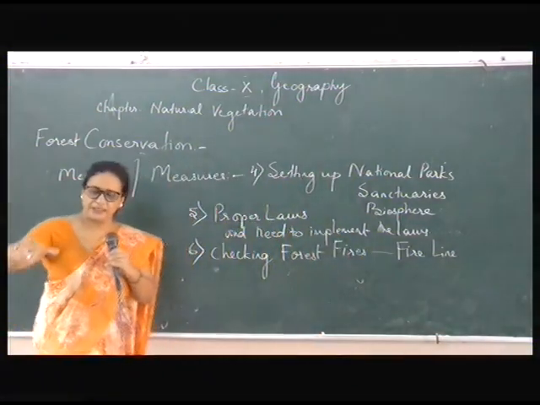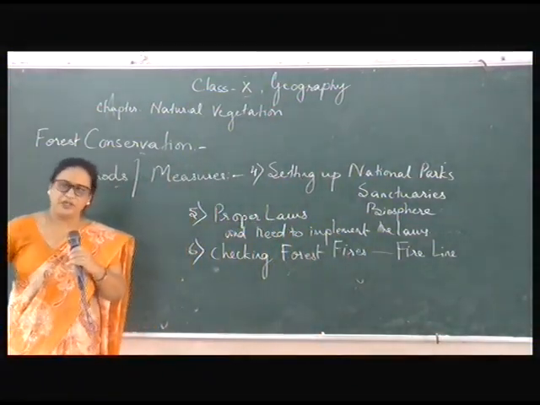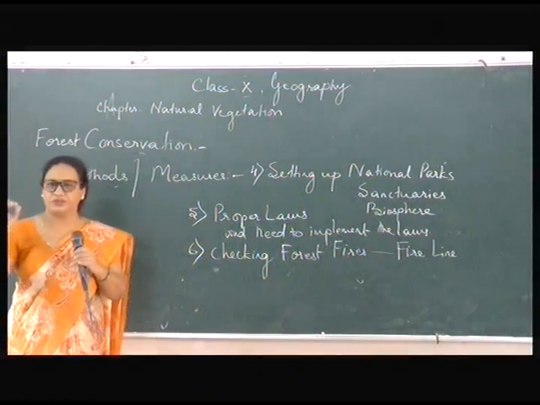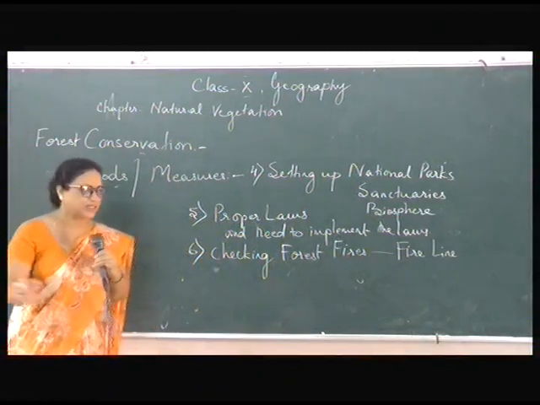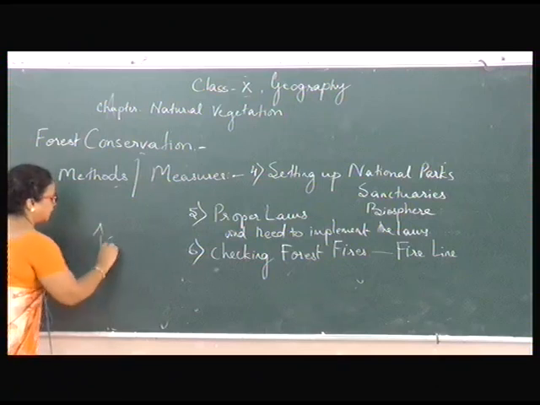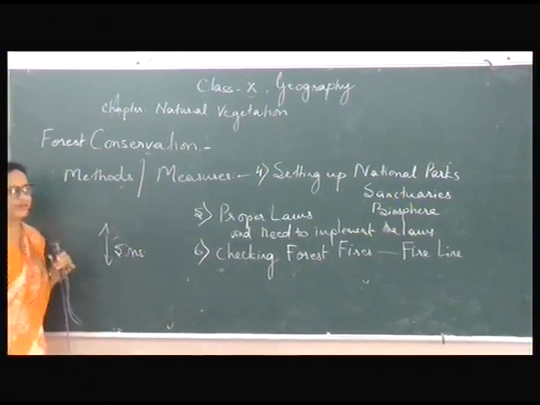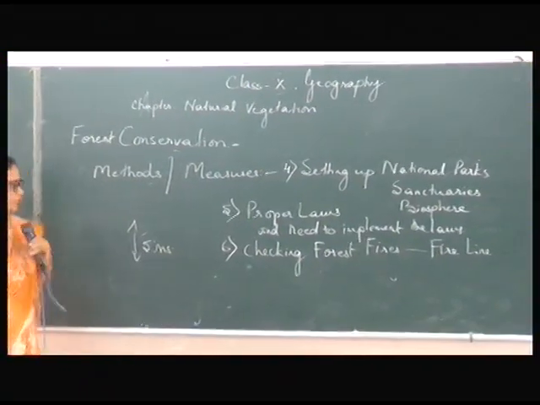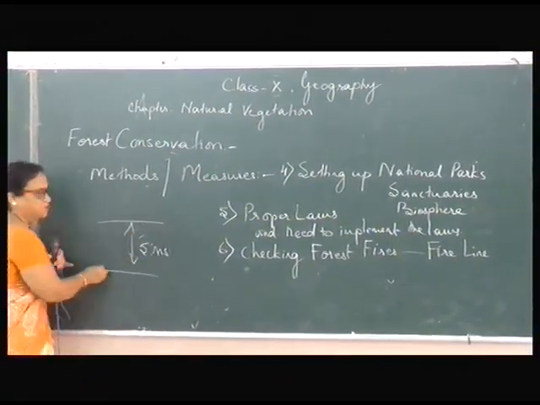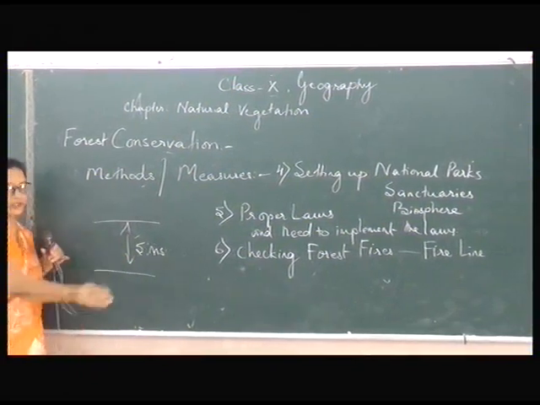A fire line is a path which has no vegetation, no trees, no grass, nothing. Absolutely clear path, approximately, if I remember correctly, 5 meters width it is. Here, one line of trees will be here, one line of trees will be here, nothing in between.